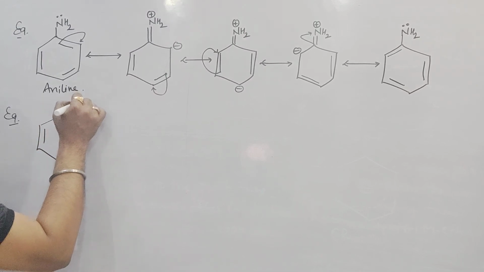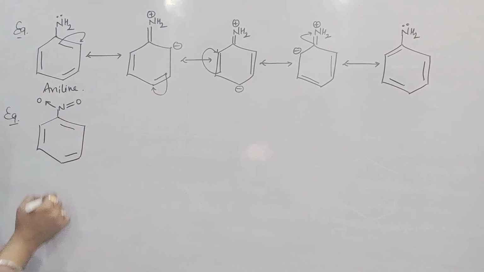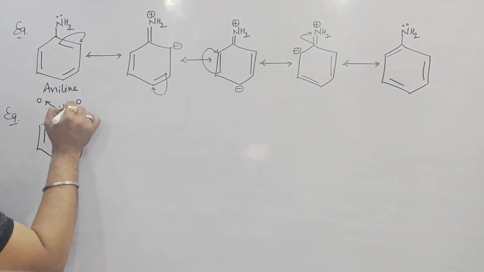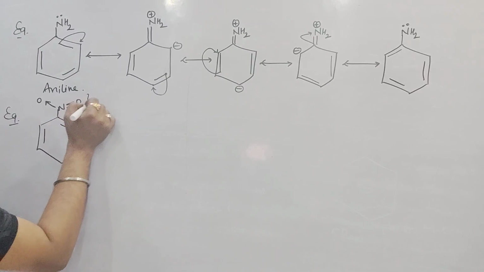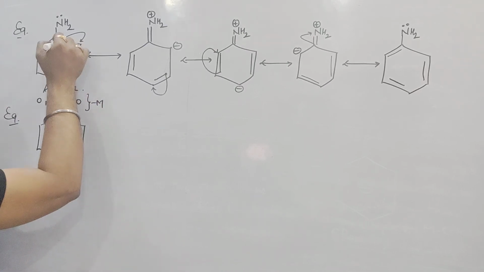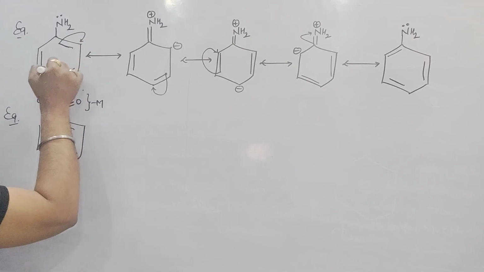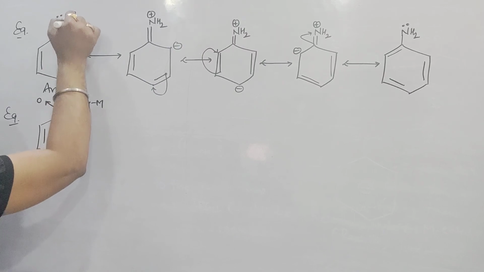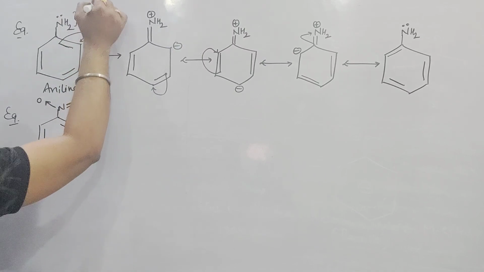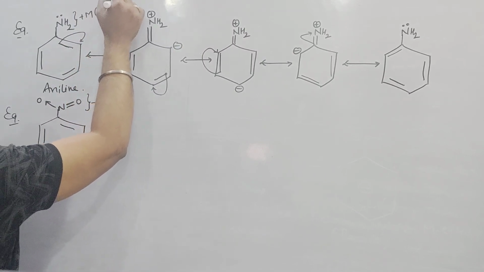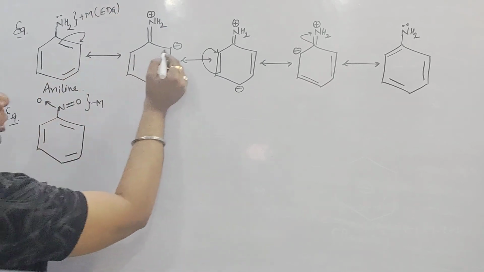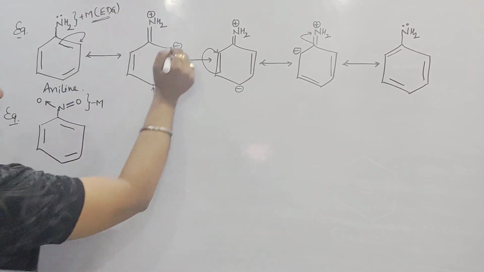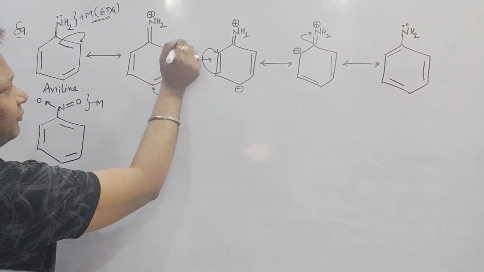NO2 group means N double bond O and a dative bond O. But we saw that a conjugated system bonded with an atom having a double bond will behave as an electron withdrawing group, that is minus M. But for a conjugated system, pi, sigma bonded with an atom having a lone pair, it will behave as plus M. Plus M means electron donating group. And an electron donating group increases the electron density on the benzene ring.